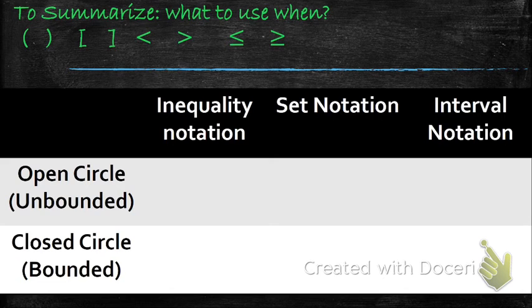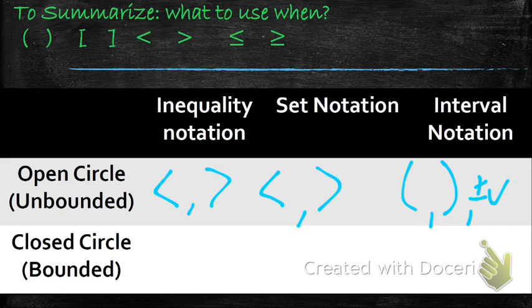So to summarize, this is kind of a cheat sheet, what to use when. In inequality notation, when you have something that's unbounded or an open circle, we use these symbols. Same thing for set notation. Use those symbols. Now in interval notation, when something's open, you use parentheses. And you also use plus or minus infinity. You don't see infinity show up typically when you're talking about inequality and set. It shows up in interval notation. You write those into the brackets when you're unbounded.